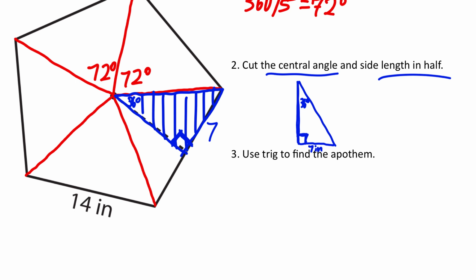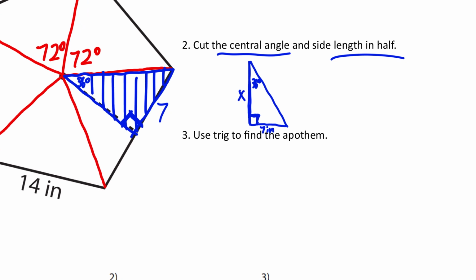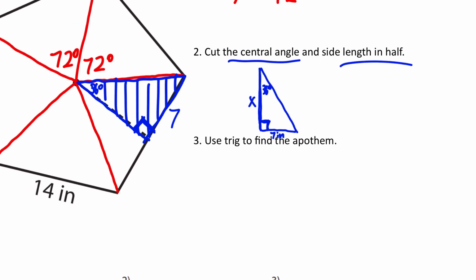Again, what am I looking for here? The apothem. I'm looking for the length of this side right here, so that's where my X is. Now, what am I going to do to find the length of that side? Is this a 30, 60, 90? No. It's close, but not exact, so I can't use that. It's good that you're thinking about that, but that's not going to work here. So what am I going to have to use now to find the apothem? Trig. We're going to have to use a little bit of trig.